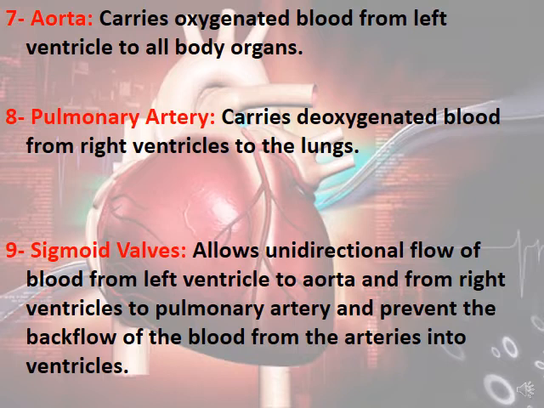Also, we have another type of valves. Other than the tricuspid and the bicuspid valves, we have the sigmoid valve. The sigmoid valve allows the unidirectional flow of the blood from the left ventricle to the aorta and from the right ventricle to the pulmonary artery. Thus, it prevents the backflow of the blood from the arteries into the ventricles.